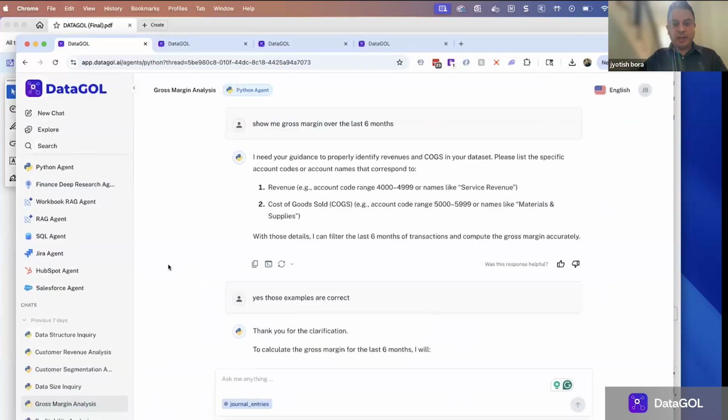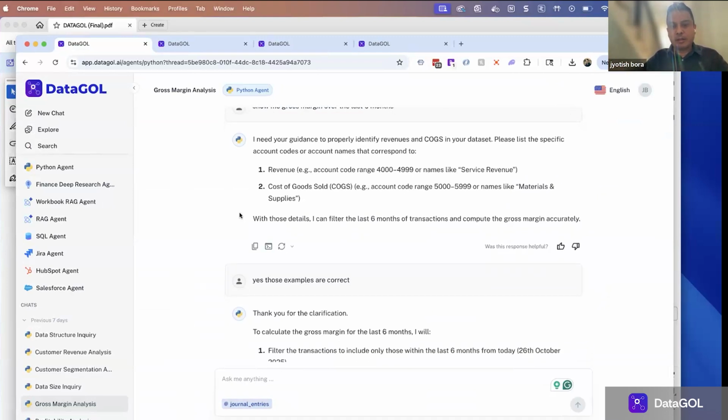So if I'm taking this data set as the data that I want our data science agent to work on, the thing about this is, if you know your question specifically, you can go ahead and ask. But if you are not sure, if you just want to probe the data, you can start at a high level. For example, here the user is asking, show me the gross margin over the last 6 months.